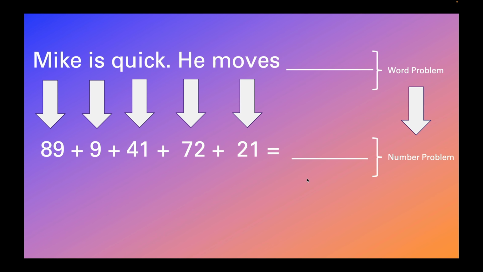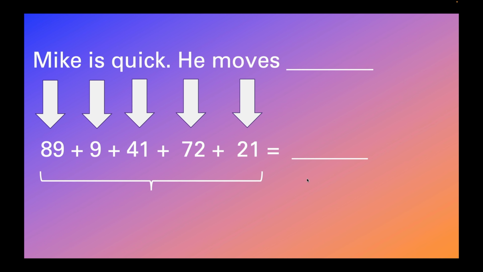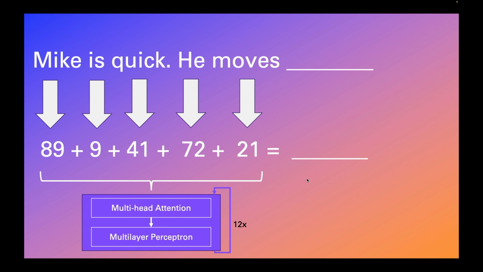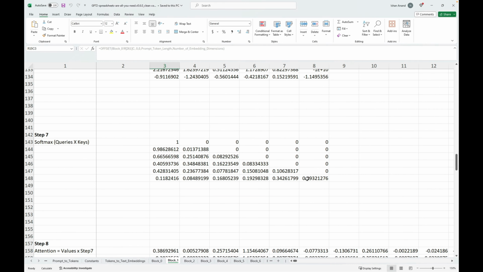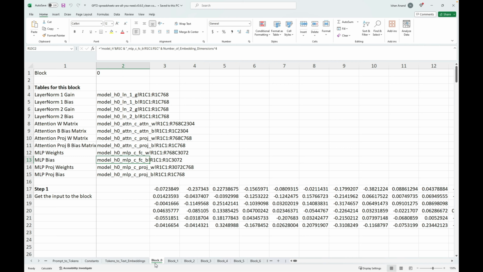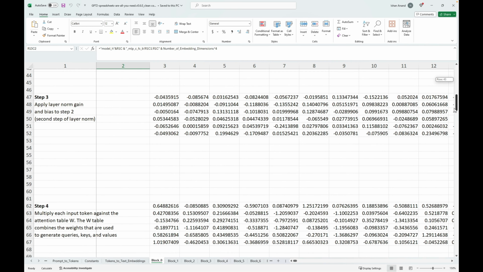So let's resume where we left off with this simplification of how a large language model is operating. Now, there's a couple differences. Instead of classic arithmetic here, we have the much more complex mathematical operations of the multi-head attention and multi-layer perceptron layers. And you can see this in the spreadsheet right here in these tabs, block 0 through block 11. We'll be covering this in more detail in subsequent videos.